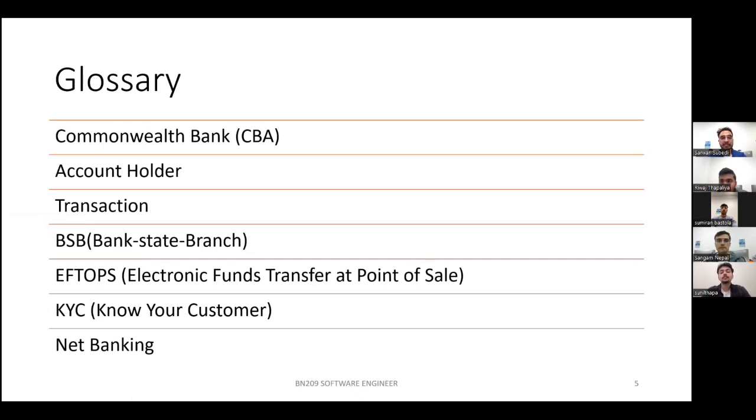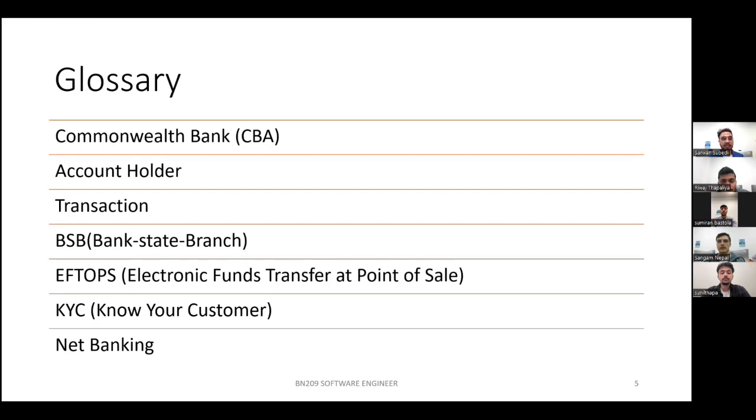So we have the first glossary term, Commonwealth Bank. It is also known as CBA. We may be using CBA just to make it short. Then the account holder. An account holder is anyone who has any account associated with the bank. And transaction: whenever we pay something, receive money, or spend anything, that's known as a transaction. In the context of Australia, we have the BSB number. It represents the bank state branch number. And EFTPOS is electronic fund transfer at point of sale.